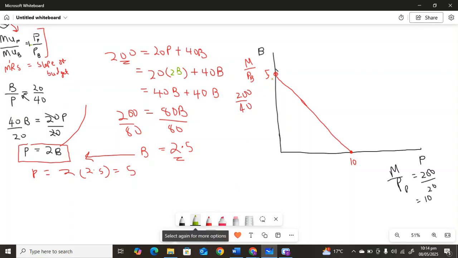Then we have our indifference curve. An indifference curve just shows the combination of pork and beef while maintaining the same satisfaction. Budget line, combination of pork and beef while maintaining constant budget. So you draw an indifference curve here like this.